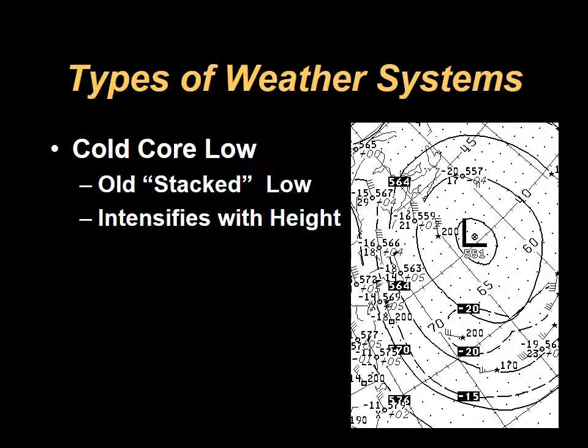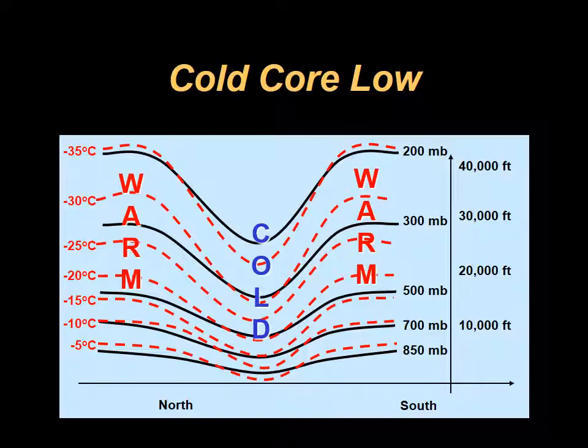And this is common of weather systems that are very old. Old weather systems where the cold air has caught up to the warm air, it's occluded, and as a result you have cold air filling the center of the low. So we call these cold core lows stacked lows, or old low pressure systems. And they tend to intensify with height. Let me show you why.